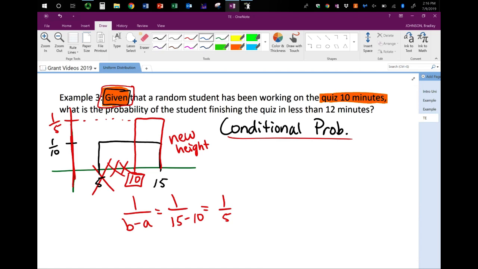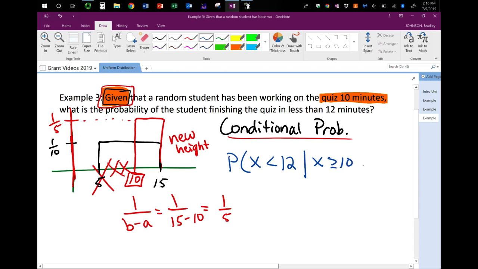Okay, now we want to find the probability, so it's asking the probability of the student finishing the quiz in less than 12 minutes. So the probability that X is less than 12, but we were given that they've been working on the quiz 10 minutes already. So I'm going to say right here, that vertical bar that I've inputted there relates to conditional probability, it is our given statement. So the probability that X is less than 12, given that they've been working on it for 10 minutes already. So when are they going to finish?